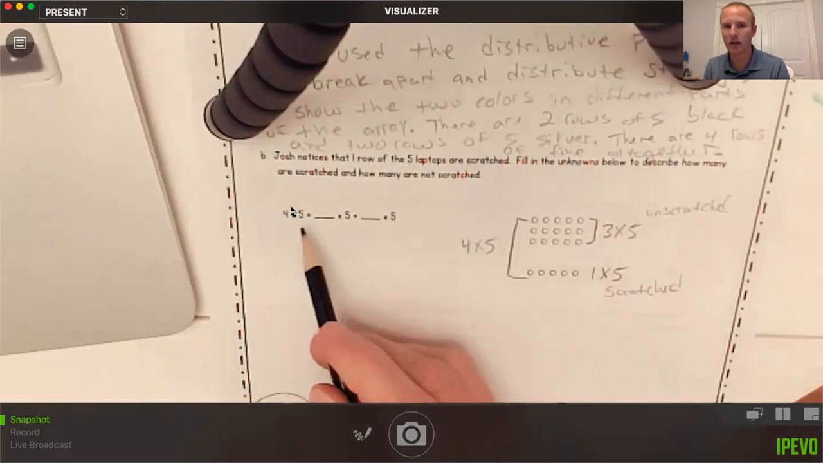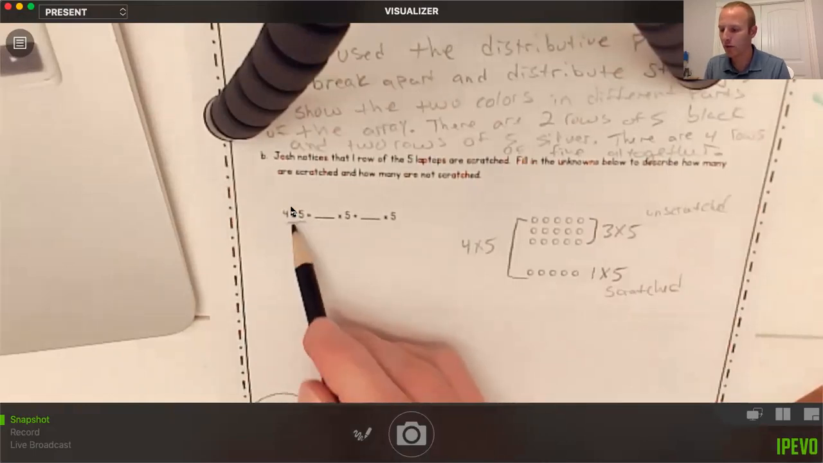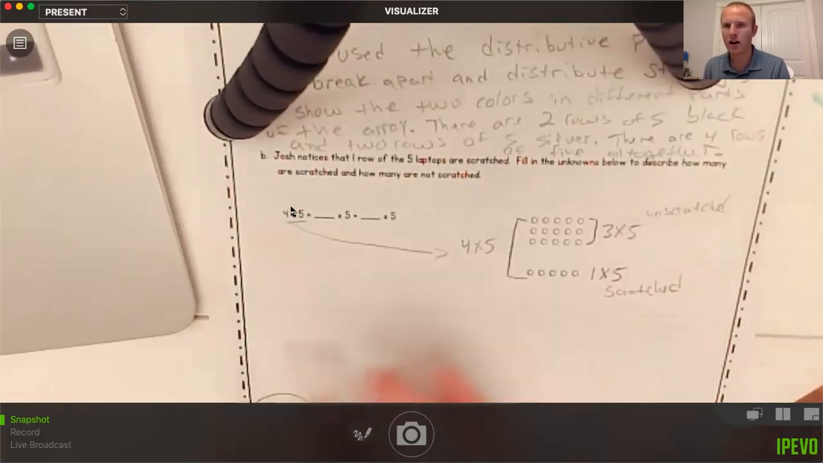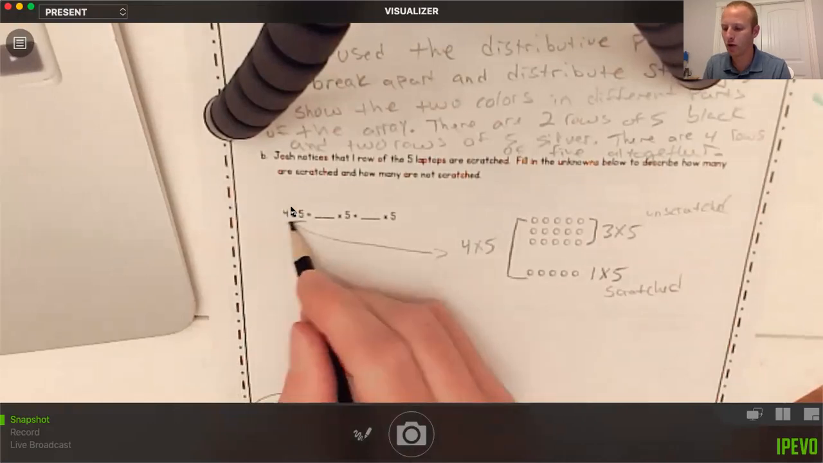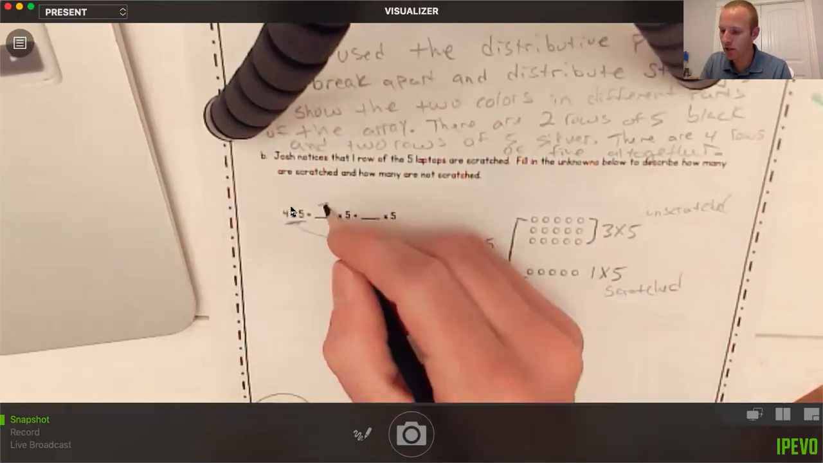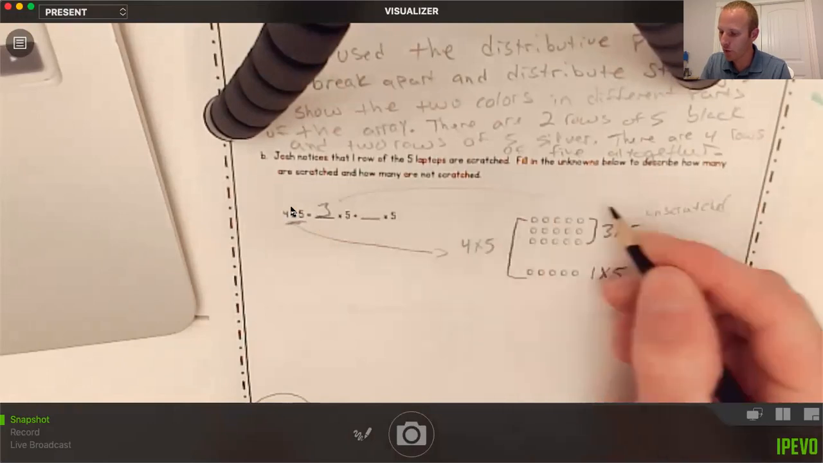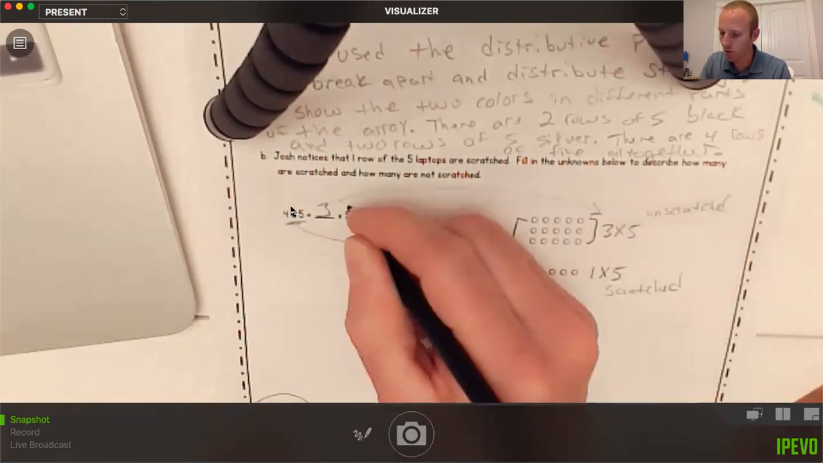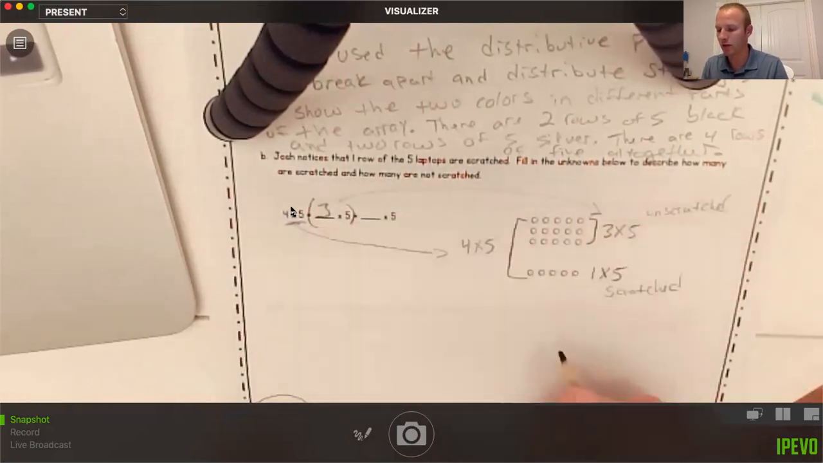So now I can come back over here and see 4 times 5 is the total. You don't need to draw arrows on yours. I'm just showing you where these come from. 3 times 5 is the unscratched part. If you want to be super fancy, you can put the parentheses in because that's how it should look.